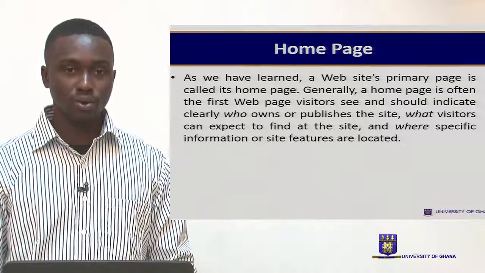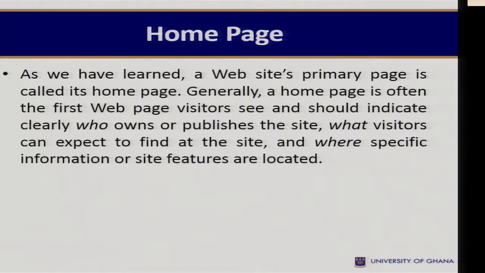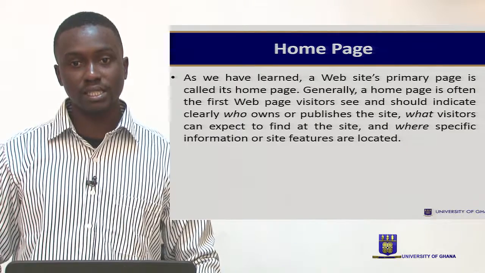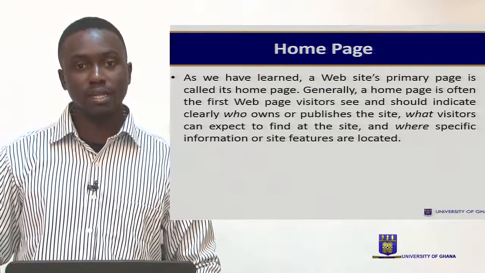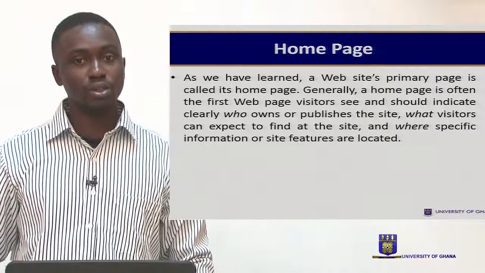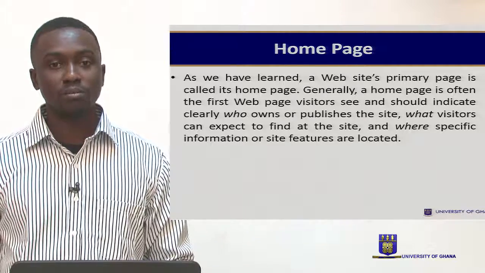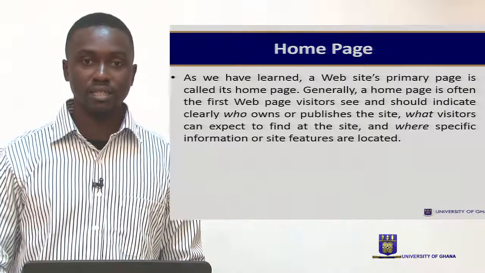So we talk about the home page. As we have learned, a website's primary page is called the home page. Generally, a home page is often the first web page visitors see and should indicate clearly who owns or publishes the site, what visitors expect to find at the site, and where specific information or site features are located. This will help the user experience on the website.